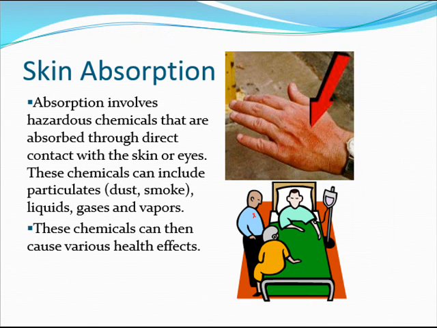Skin absorption. Absorption involves hazardous chemicals that are absorbed directly with contact through the skin or the eyes. Chemicals can include particulates like dust, smoke, or liquids, gases, and vapors. These chemicals can cause various different health effects. So how do you prevent this?